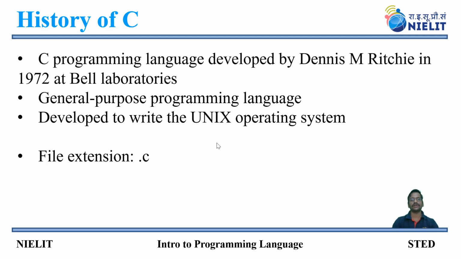Because of the many advantages of C programming, in the coming lectures we are going to discuss C programming. Now let us discuss the history of C. The C programming language was developed by Dennis M. Ritchie in 1972 at Bell Laboratories. C is a general purpose programming language, developed to write the Unix operating system. When you save any C programming file, it is saved with the extension .c.